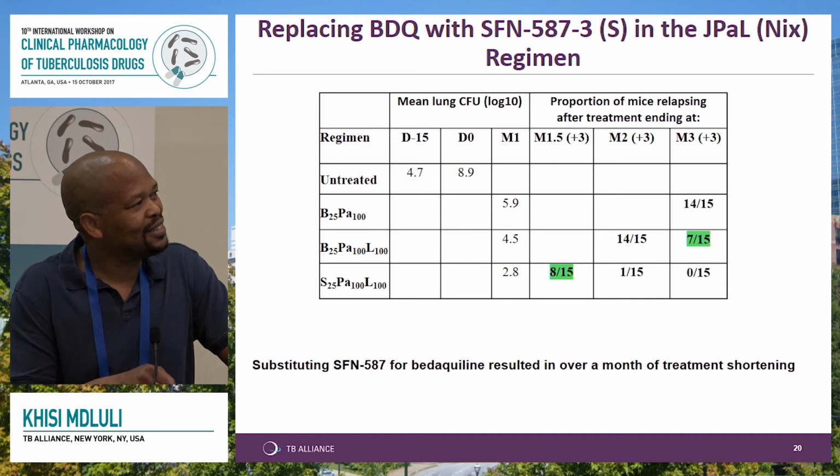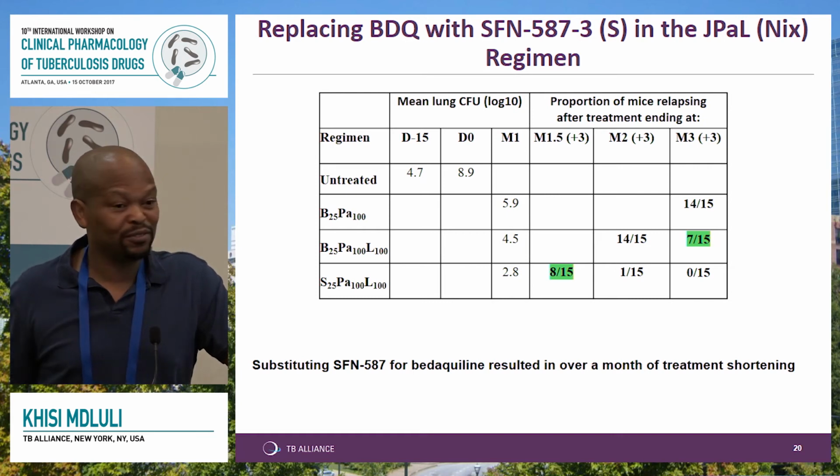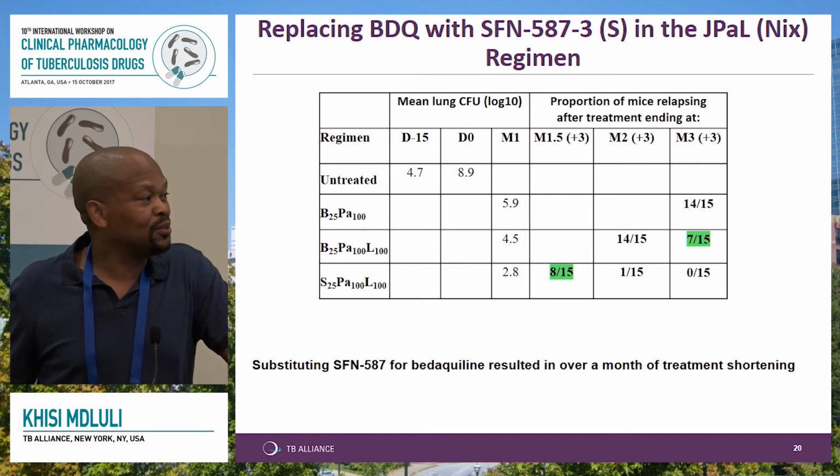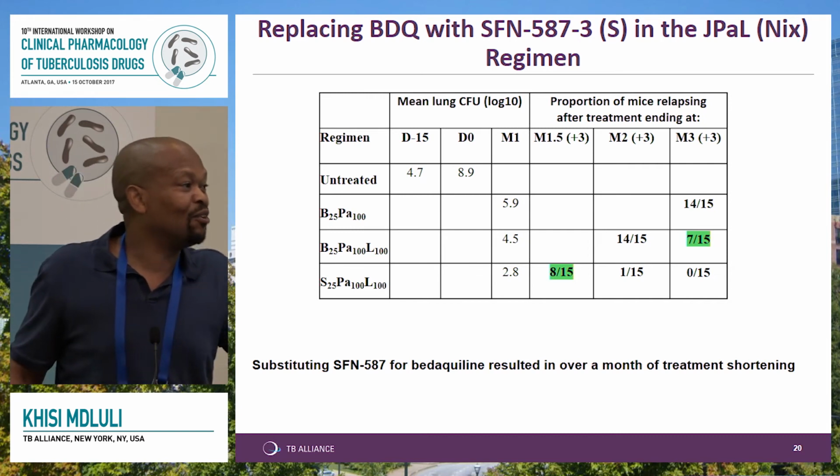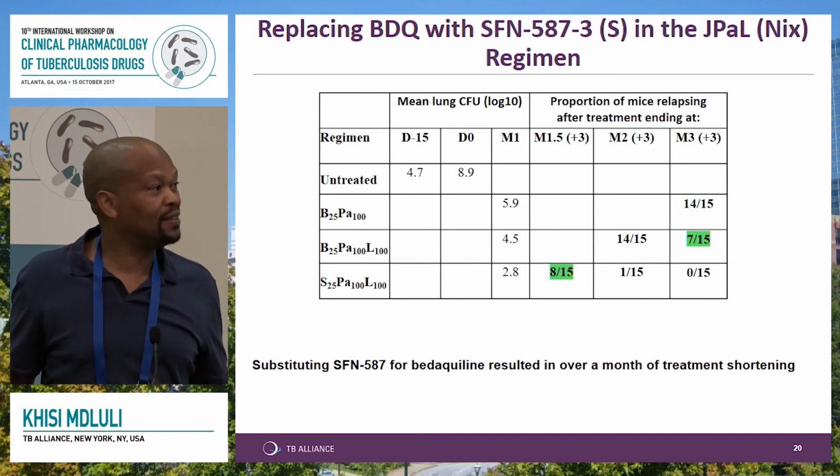Look at the difference in CFUs. So this is reducing CFUs here from 8.9 to 4.5, here all the way down to 2.8. And now, with the new, much more potent compound at the same dose, you see that the same sort of cure that you get after 3 months of therapy for BPAL, the next regimen, you are getting after 1.5 months of therapy with this new agent. So substituting TBAJ587 for bedaquiline results in over a month of treatment shortening in this experiment.